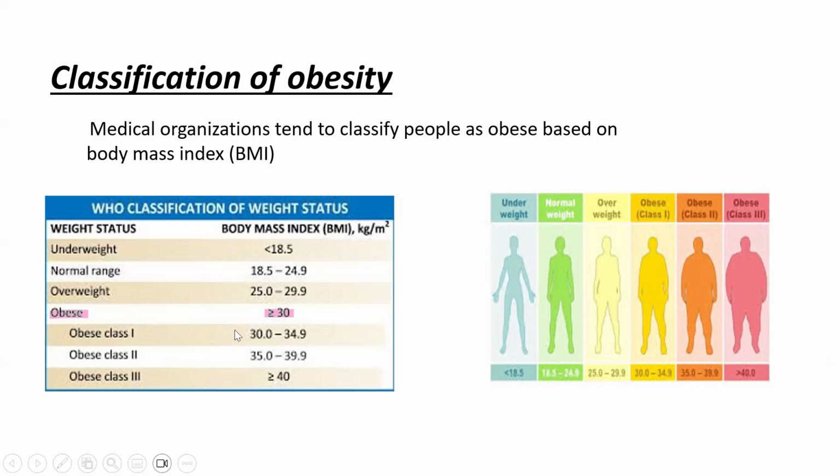Class 1 has a BMI of 30 to 34.9. Class 2 has a BMI of 35 to 39, and Class 3 has a BMI greater than 40.